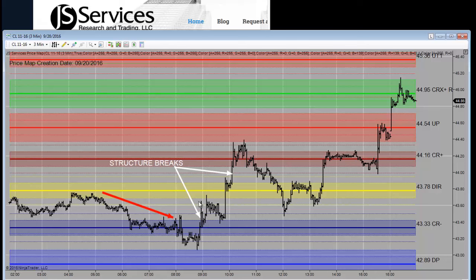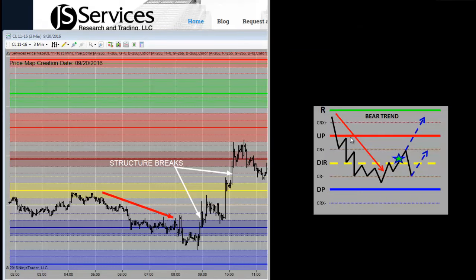They base above it, and this is really the tell that this bear trend momentum, there's an issue with it. This negative momentum that the market's had has stalled. There's a problem here.